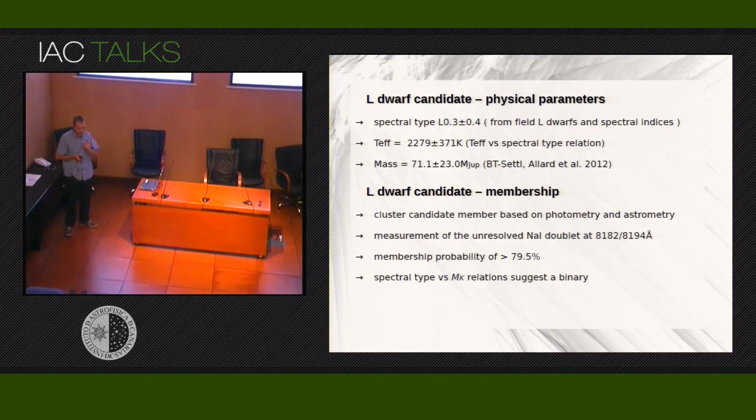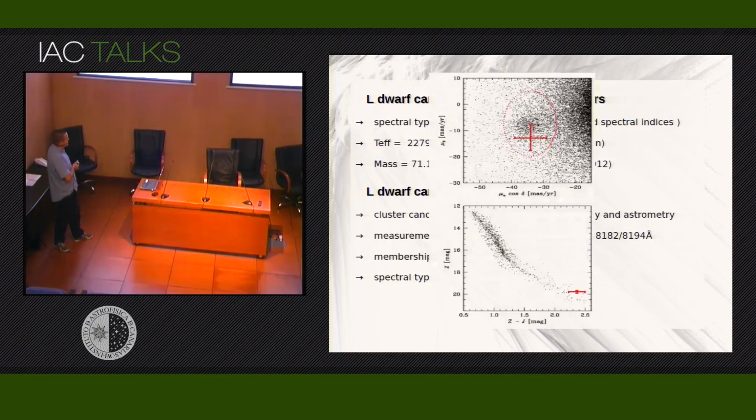Now, for the L dwarf candidate, how could we assess the membership? Well, of course, it was selected by astrometry and photometry. So based on astrometry and photometry, it is a member of the cluster. It is within 3 sigma of the selection by astrometry, within 1.5 sigma to be more precise, and the photometry of this object also places it at the position of the sequence. It is even located at what we could call the binary sequence, but I will come back to this later.